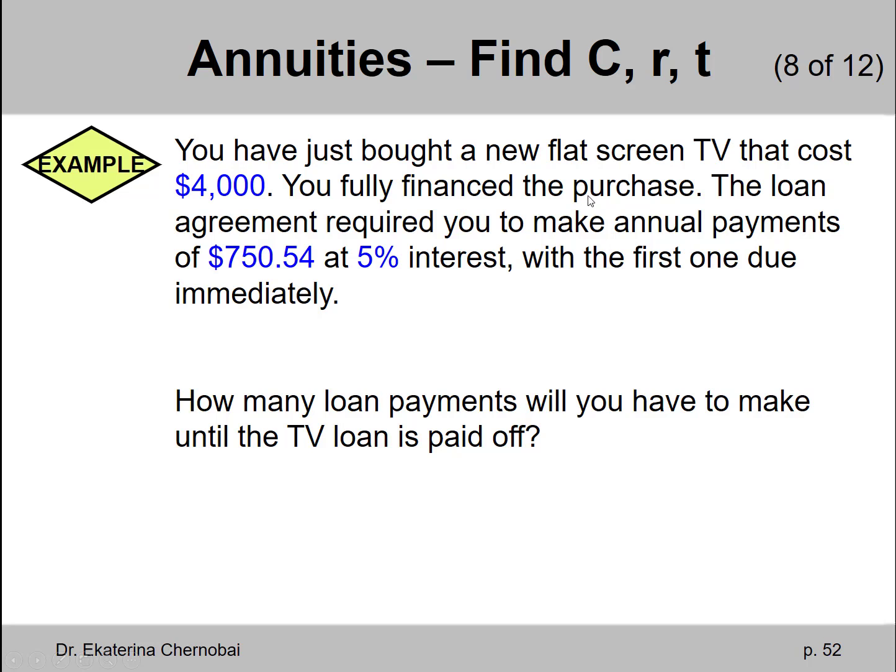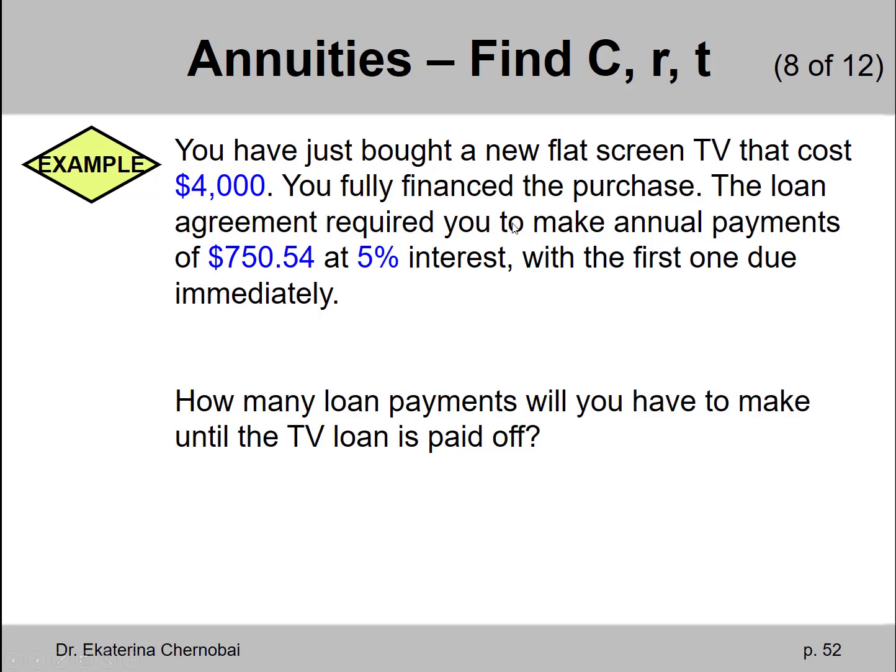Then the second question I have on my next slide is, are we working with an ordinary annuity or annuity due? We know that the first future loan payment will be due immediately. So all loan payments will be made at the beginning of each period, once a year. They are 1 year apart from each other. And if the first one is immediate, then that right away should tell you that we are working with an annuity due.